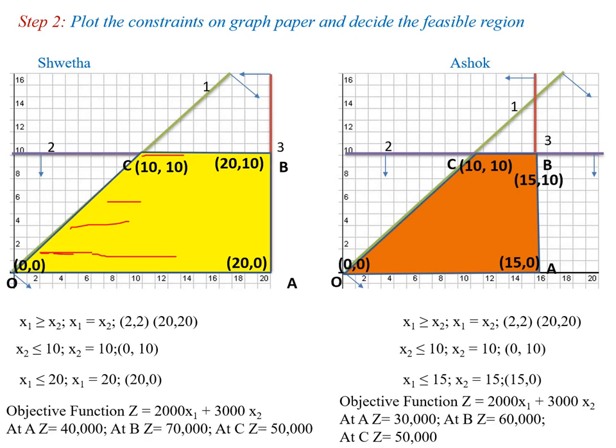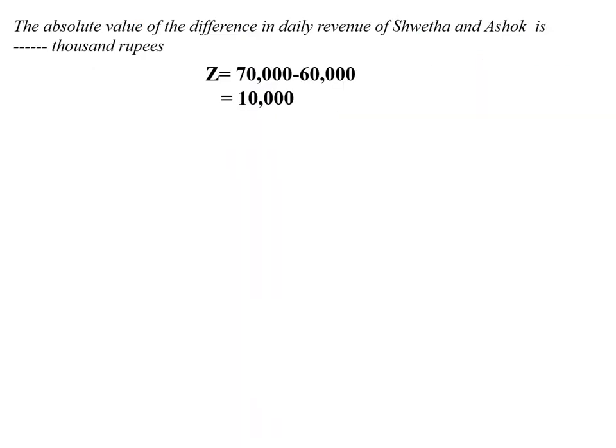So here maximum Z is 70,000 at B for Shweta's production, and maximum Z is 60,000 at B for Ashok's production. So next we have to find the absolute value of the difference in daily revenues of Shweta's and Ashok's production. So we have to find the difference between the maximum revenues of Shweta's and Ashok's production, that is 70,000 minus 60,000. We get the solution as 10,000.